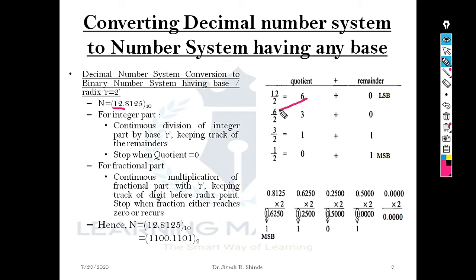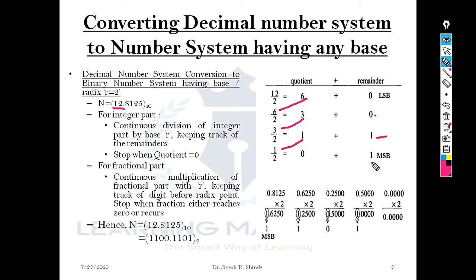We stop when the quotient is equal to 0. Here the quotient is not 0, so we will continue the division. 6 divided by 2, quotient is 3 and remainder is 0. Again the quotient is not equal to 0, so we will continue. 3 divided by 2, quotient is 1, and remainder is 1. Again the quotient is not equal to 0, so we will divide again. 1 divided by 2, quotient is 0, remainder we are getting here as 1.